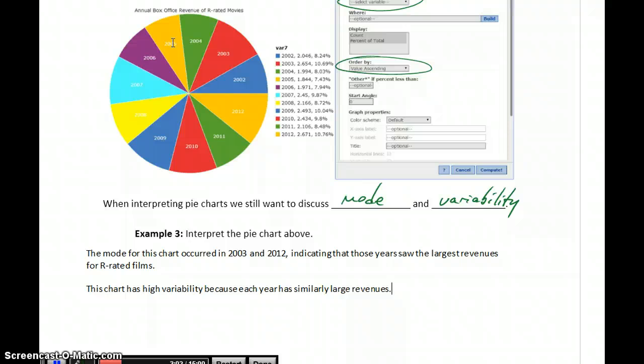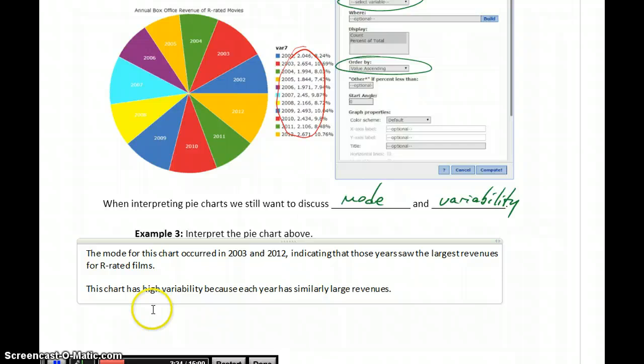So the information is presented in a slightly different way than the bar chart, but we want the same interpretations for mode and variability. Variability is actually relatively easy to read here. We can see all the slices of the pie are pretty similar, but for mode, we may need to consult the chart on the right-hand side to get a more accurate picture of which of those slices are the largest slices.